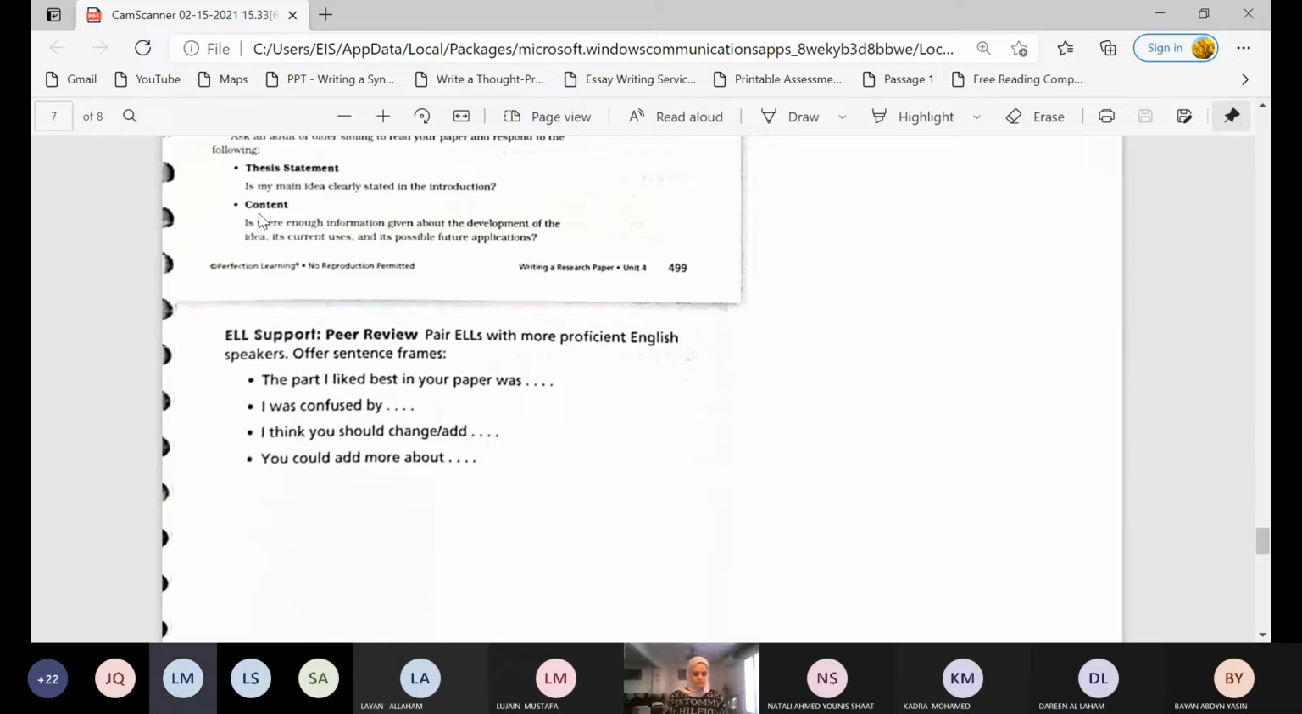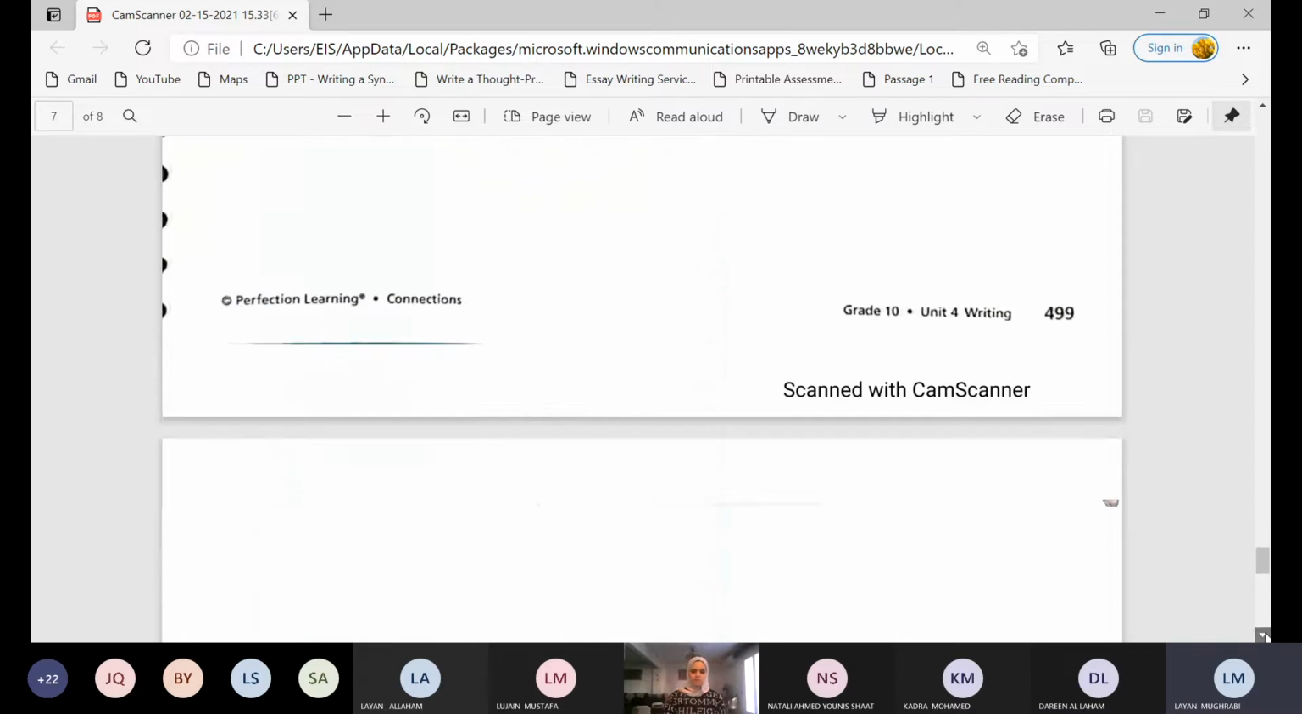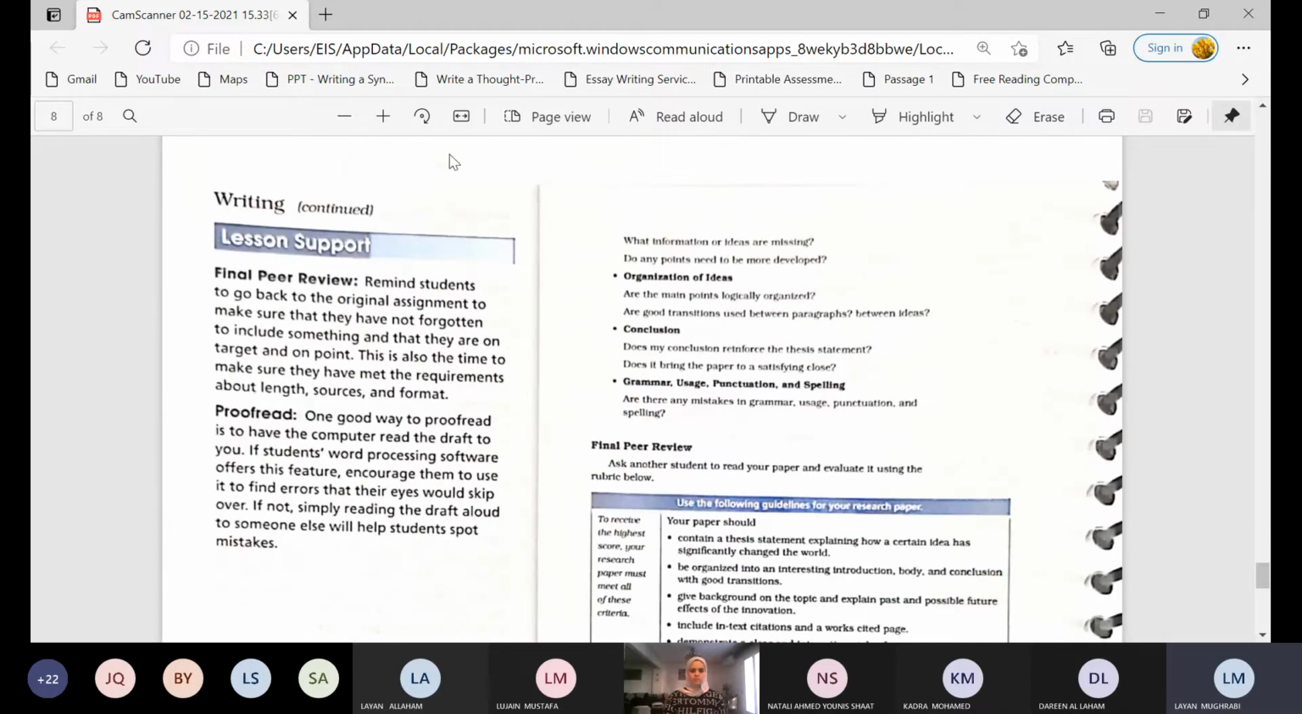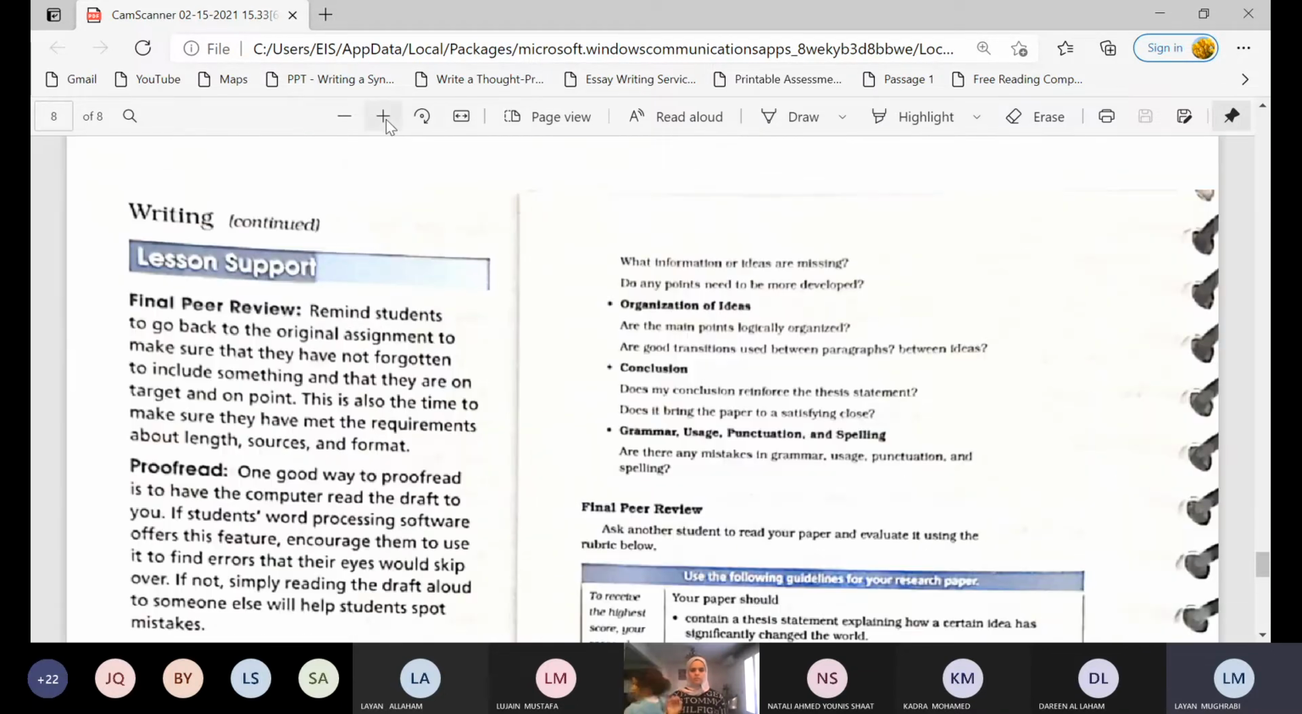Content. Miss, from my book? Yes, from the book. Is there enough information given about the development of ideas, current uses, and its possible future applications? Yes. What information or ideas are missing? Do any points need to be more developed? Yes. Organization of ideas. Can you say what it means?